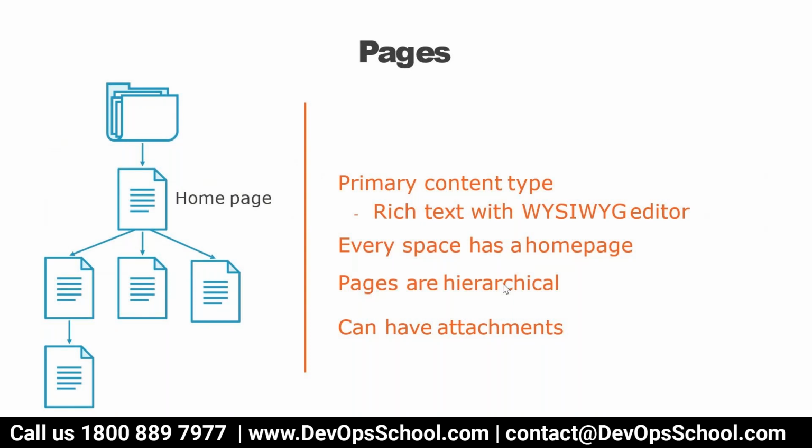The pages are hierarchical, mind it. That means in each space there will be one home page. You can call it index. If you have developed a website, then probably you can correlate. In every folder you have index.html, followed by other pages like that. So here you have a home page, and under the home page you have a child page, and child pages will have their own hierarchies. Pages can have attachments also, and so on.